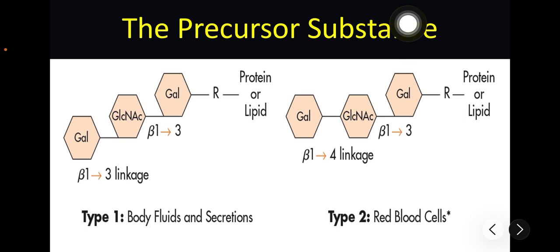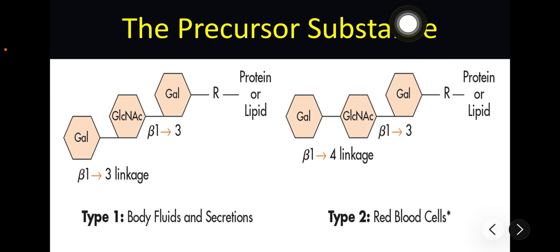While type 2 precursor substance is found on the red blood cells, it has the beta 1,4 linkage, which means that galactose is attached to N-acetylglucosamine via a beta 1,4 bond. This is the precursor on red blood cell membranes, forming the basis for ABO blood group expression. The type 2 precursor substance is modified by the H gene or FUT1 to create the H antigen, which is further modified to form A and B antigens.